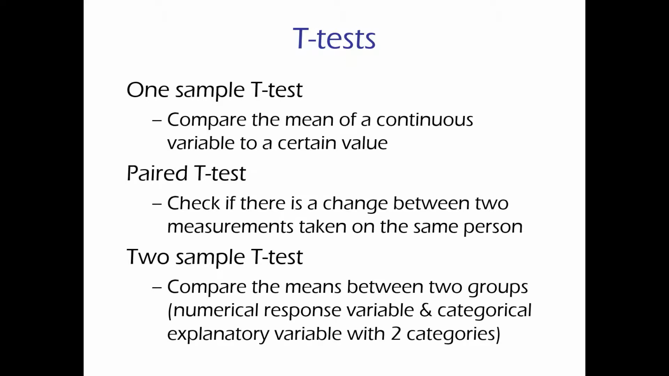We covered 3 types of t-test in this class. The one-sample t-test, which is used to compare the mean of a continuous variable to a certain value. The paired t-test, which is designed to check if there is a change between two measurements taken on the same person. And last, the two-sample t-test, which can be used to compare the means between two groups. It is also the scenario where you have a numerical response variable and a categorical explanatory variable with only 2 levels.